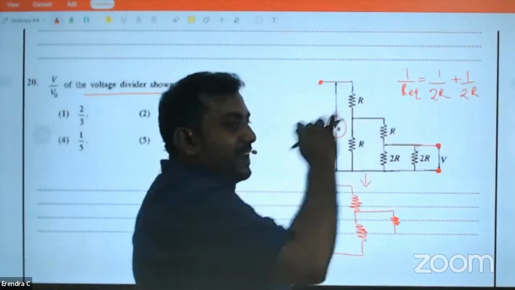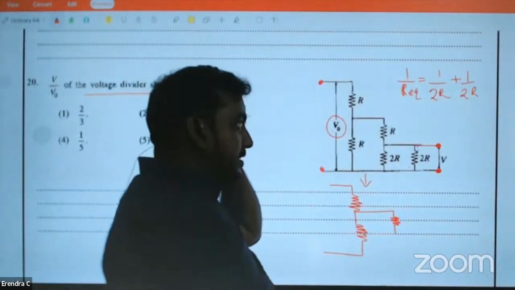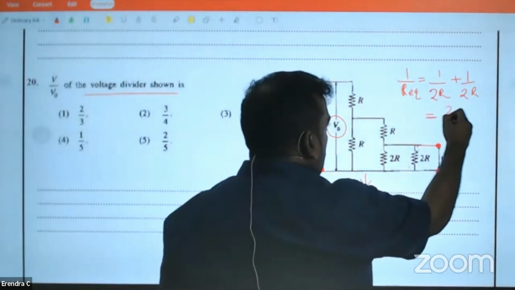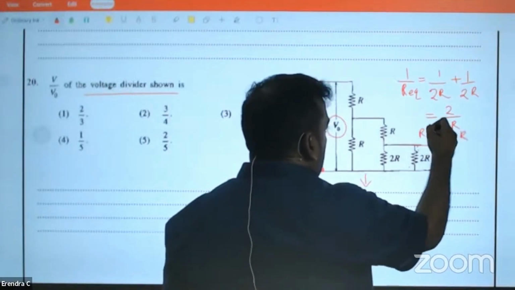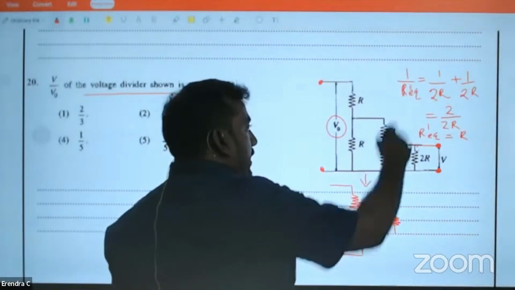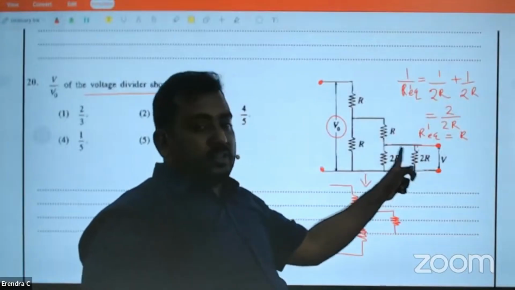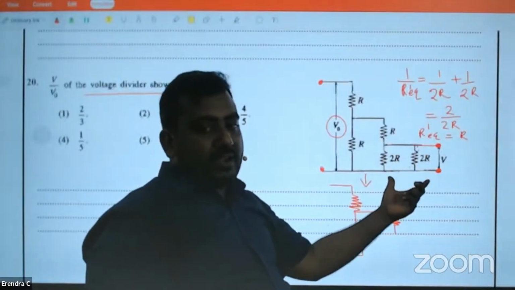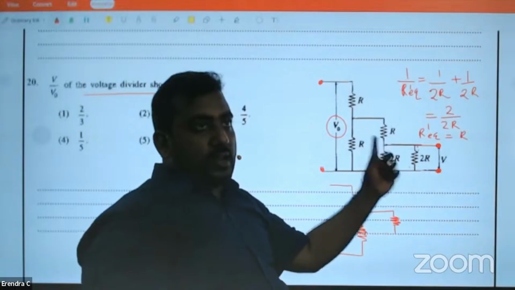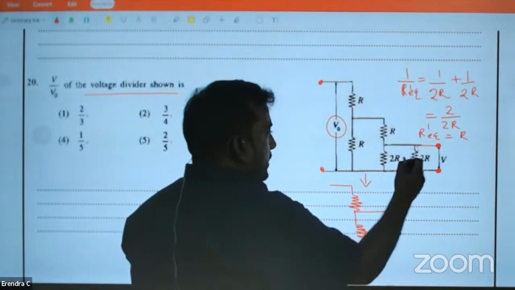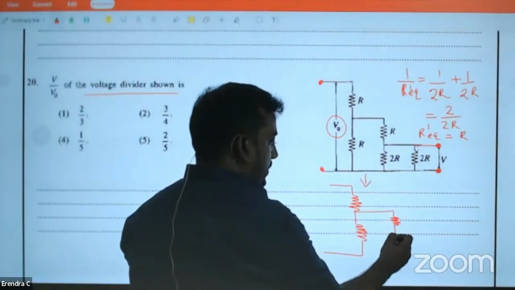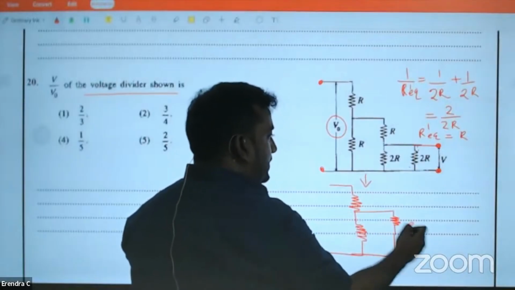A-level, we don't have time for all of that. If you want to do this, it's okay. What is R equivalent dash? I'll multiply both, 2R and 2R, 4R squared, divided by the addition, 4R, which is going to be R. So here you have a resistance R.